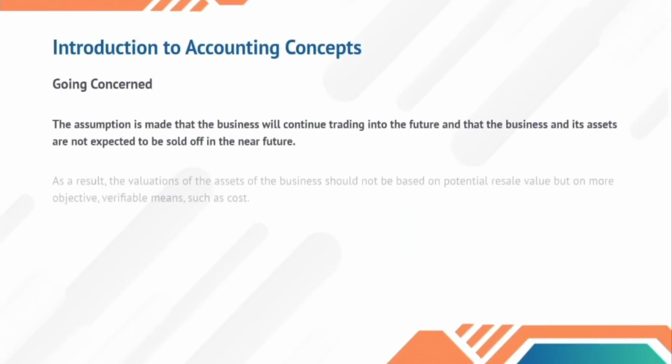Going concern. The assumption is made that the business will continue trading into the future and that the business and its assets are not expected to be sold off in the near future. As a result, the valuations of the assets of the business should not be based on potential resale value but on more objective, verifiable means, such as cost.